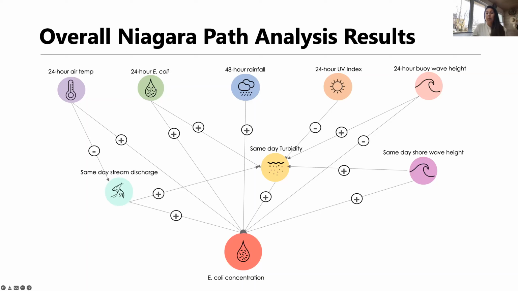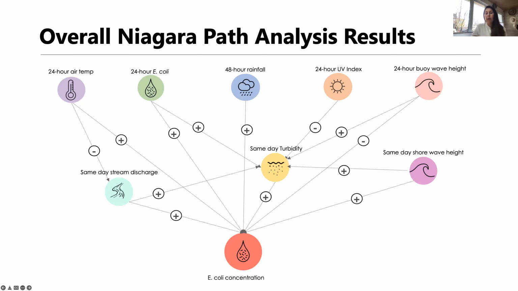The preceding 24-hour E. coli also had its own direct effect on E. coli concentration, a positive one, so increased E. coli the preceding day was in fact associated with increased E. coli, as we expect and as public health units are using now to make their determination. But it also had an effect on turbidity, which again has an effect. So we're seeing that it has a double positive effect here, indirectly through turbidity and directly through E. coli.